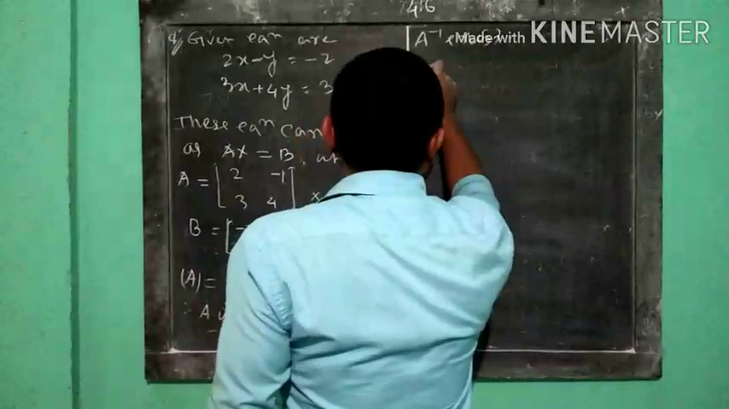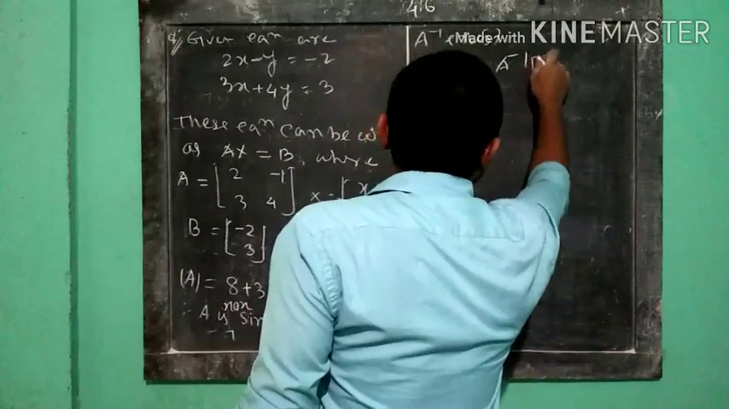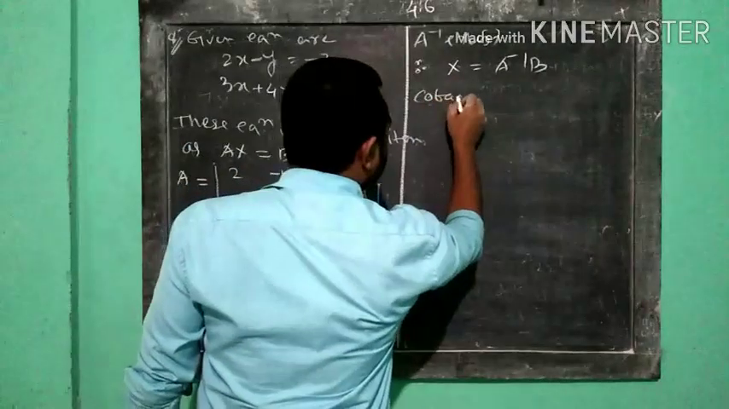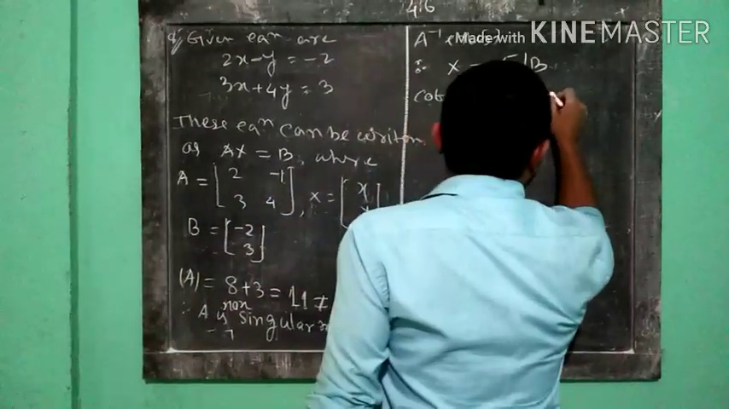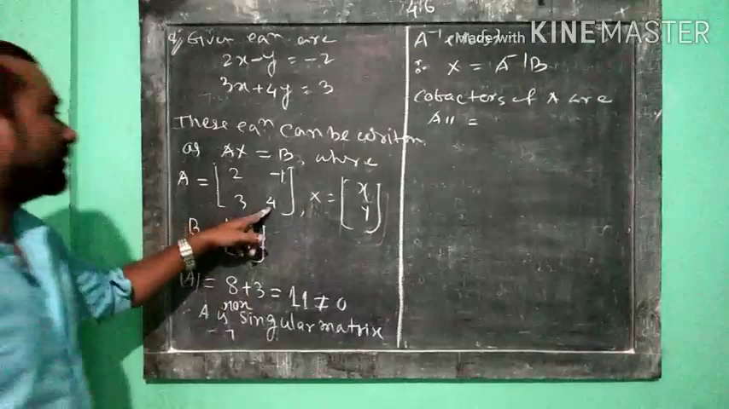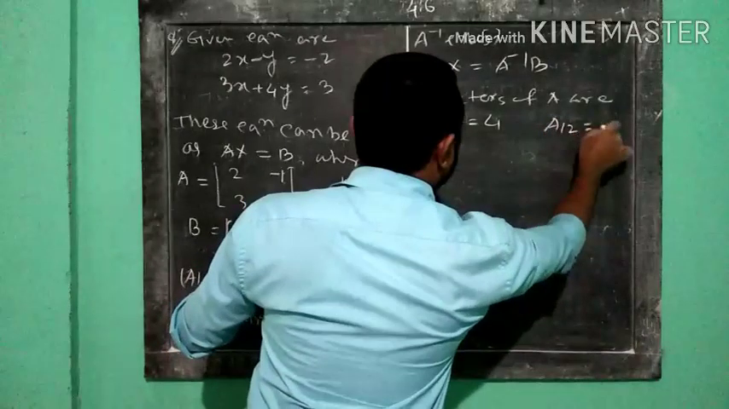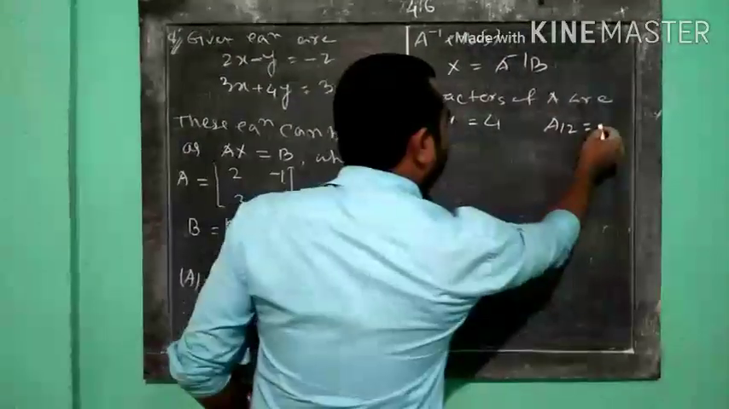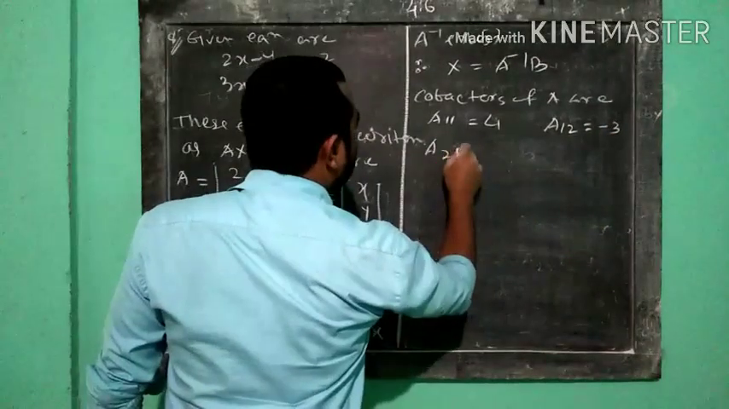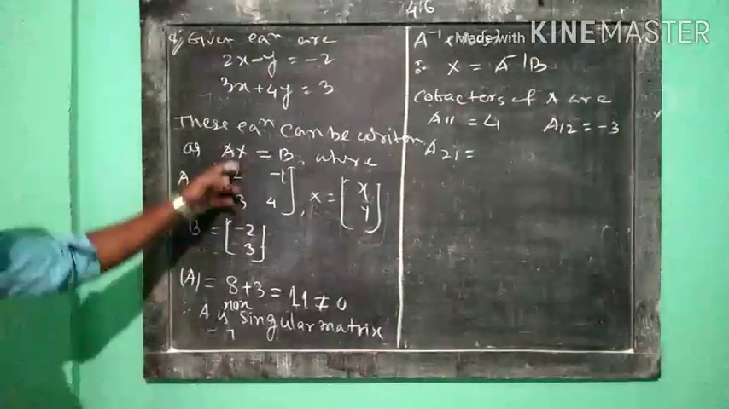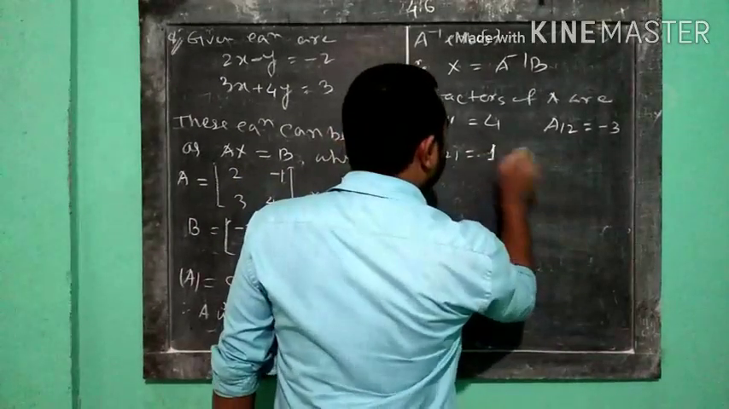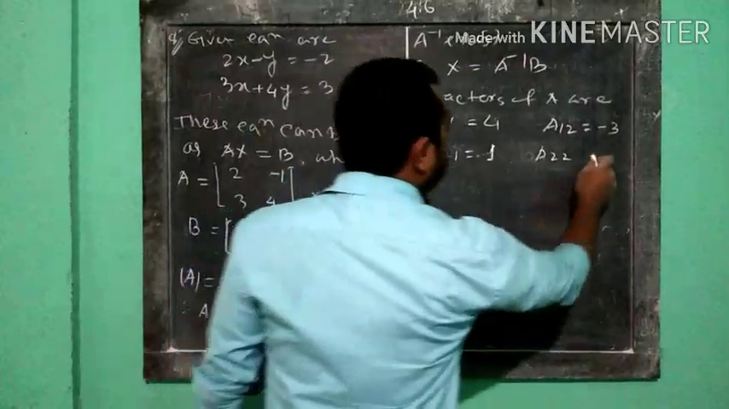So therefore you write here x equal to A inverse of B. So now we are going to find the cofactors. Cofactors of A are, what is the cofactor? A11 equal to 4. A12, the sign should be negative here, so cancelling the first row and second column, we get minus 3. And A21, cancelling the second row and first column, this is minus 1, so the sign should be negative and this is plus 1. And A22 is also 2.